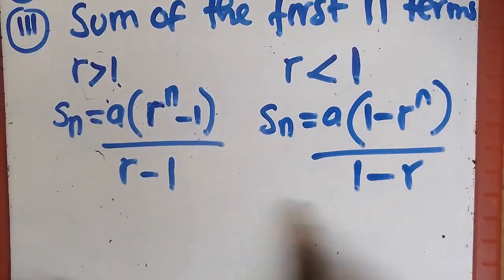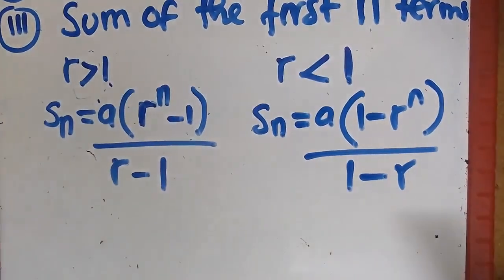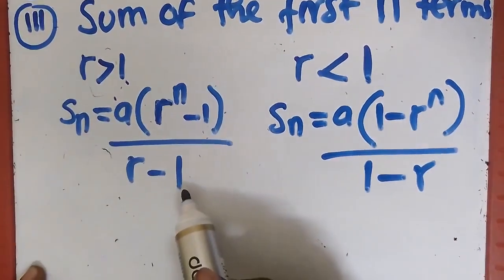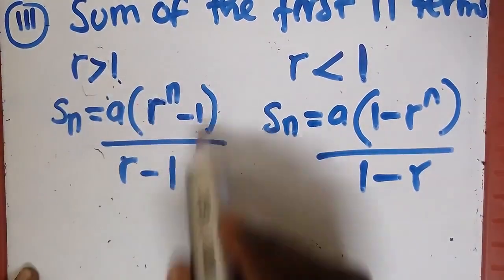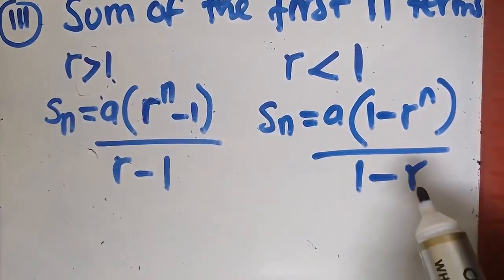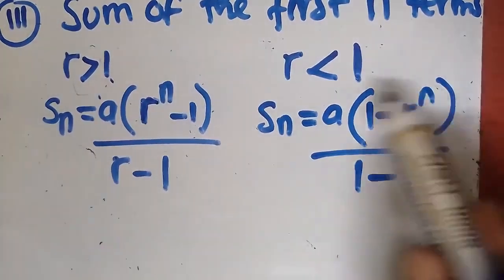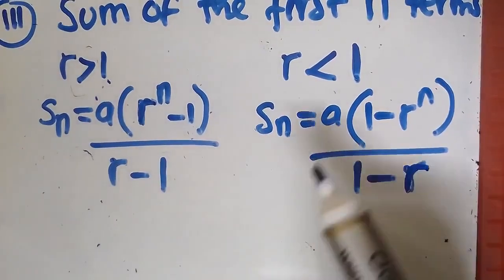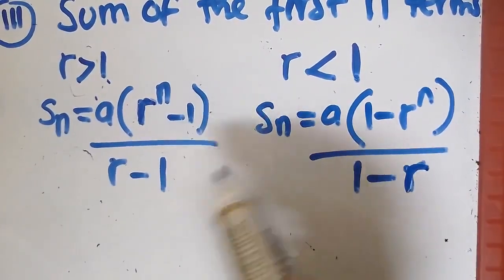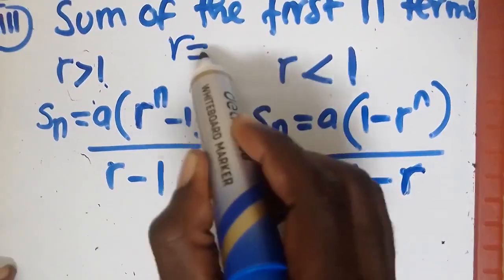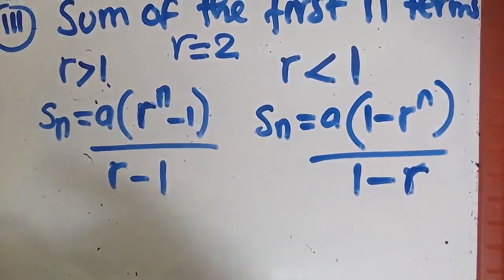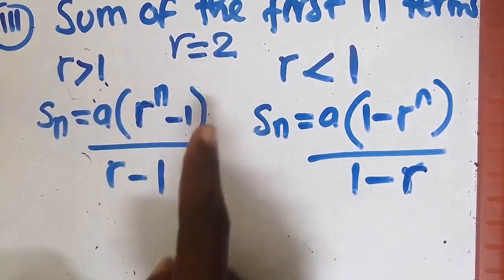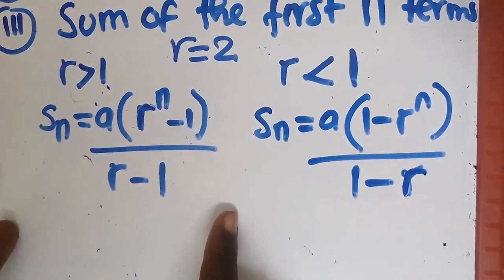Have you seen? This is what we are going to have. So these two formulas are very important. I believe no one is behind on this because I've been emphasizing it. If the common ratio is greater than 1, use this formula. If the common ratio is less than 1, use this formula. Why are you using this formula? We are avoiding a negative answer. So if you remember, in this question, our common ratio we solved was 2. So you ask yourself, is 2 greater than 1 or less than 1? Definitely it is greater than 1. So we are going to go with this formula.